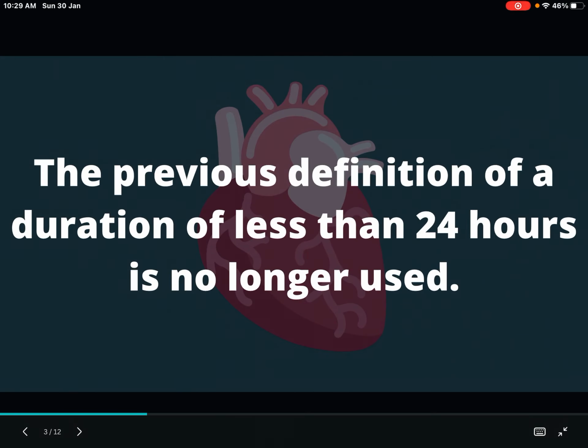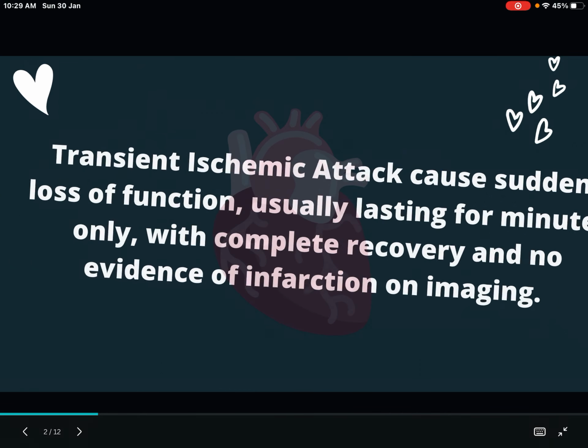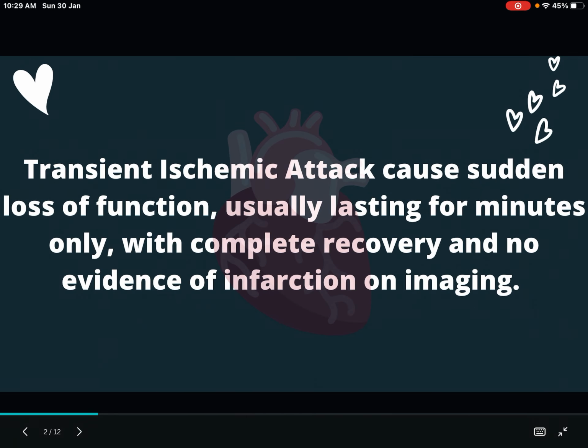Previously, it was defined as a duration of less than 24 hours, but now it is no longer used. Now we are using only what I have told in the previous slide: sudden loss of function usually lasts for few minutes, complete recovery, and no evidence of infarction on imaging.